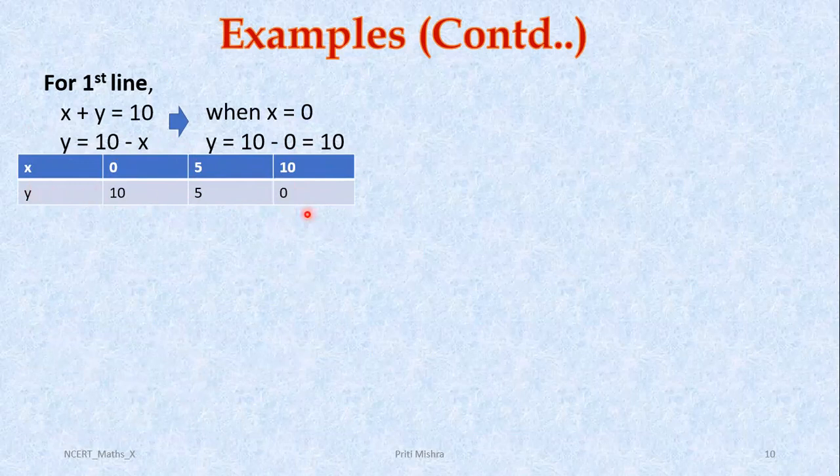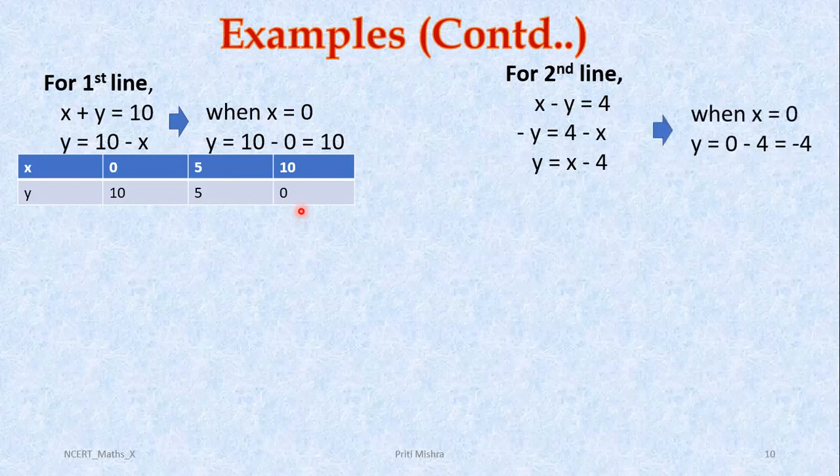So here we now have 3 points. We can plot these points on the graph. First, let's find this table for the other line too. So for the second line, x minus y is equal to 4. Rewrite it in terms of y. So minus y is equal to 4 minus x. Then y is equal to x minus 4, because we have to multiply this whole equation by a minus sign. So it will take the form y is equal to x minus 4.